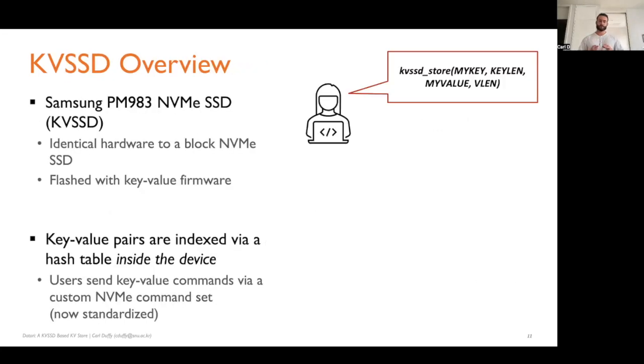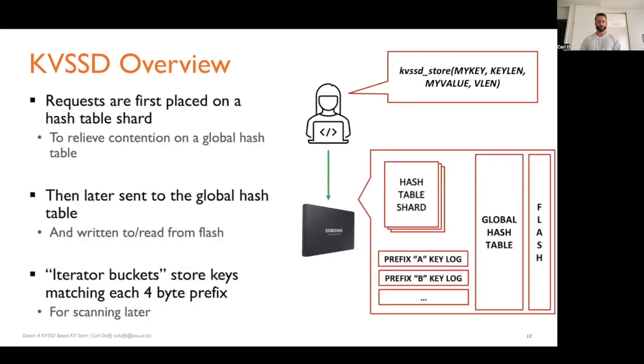As a brief overview of how the KVSSD we test in this work works, the hardware itself is identical to a block SSD, an NVMe block SSD, just the firmware is flashed to provide the key value interface. And key value pairs inside the KVSSD are indexed in a hash table. At a high level, we place a request on a shard in the hash table, for example, a store request for my key, my value, and then later this shard will be merged into a global hash table and the data will be written to flash.